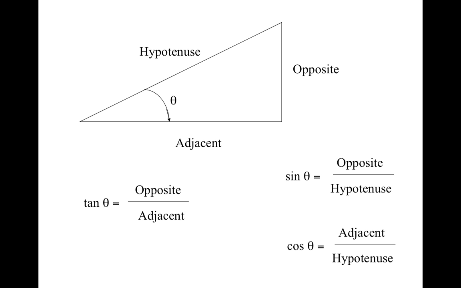Now, let's go back to geometry, and here we have a right triangle. We have three primary trig functions to remember. One, the sine of theta is equal to the opposite over the hypotenuse. Two, the cosine of theta is equal to the adjacent over the hypotenuse. And three, the tangent of theta is equal to the opposite over the adjacent. It is important to learn these functions because we will use them over and over again.